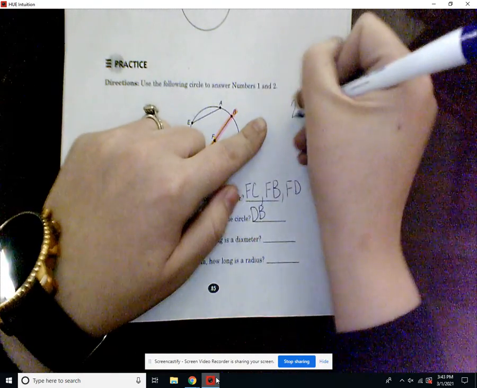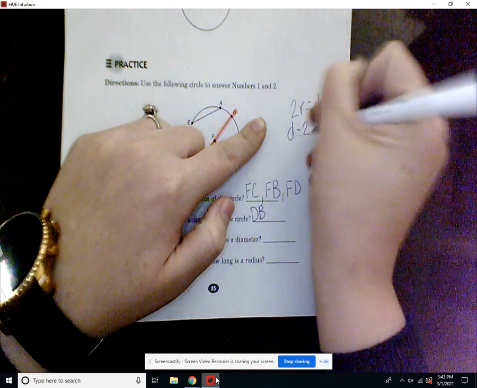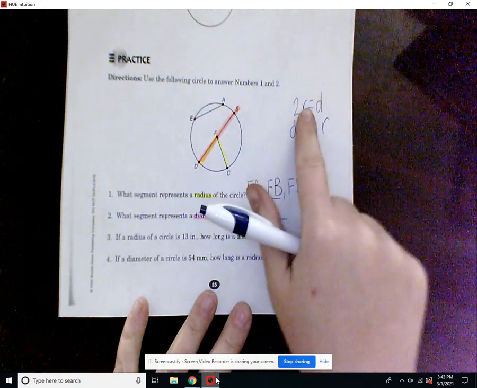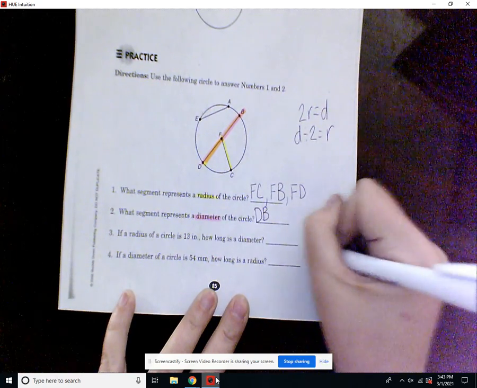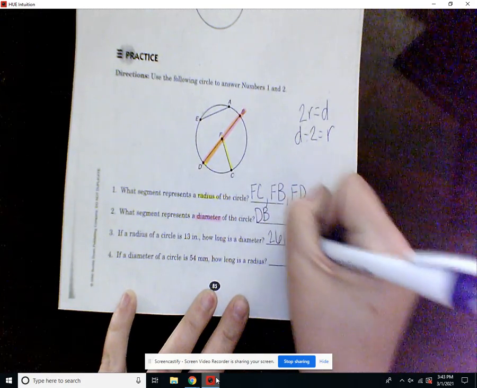So let me rewrite this down here. The radius of the circle is 13. So if I'm given the radius, I'm going to times it by 2. So 13 times 2 is 26. So the diameter is 26 inches.